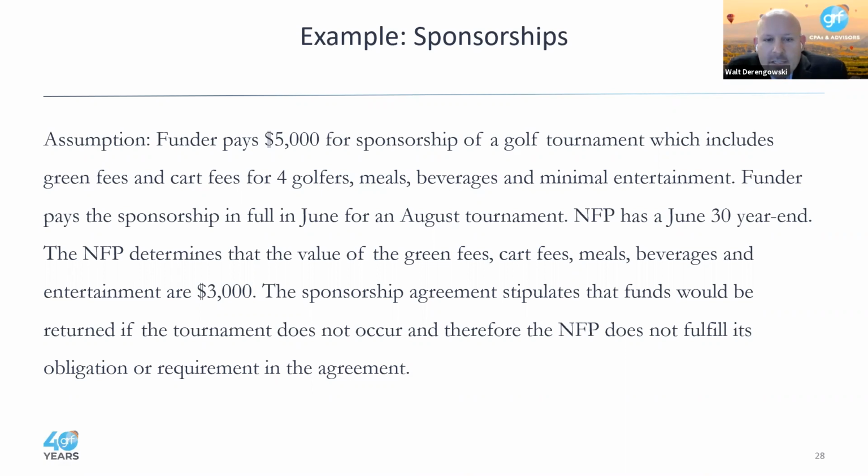The not-for-profit has a June 30 year end. The not-for-profit determines that the value of the green fees, cart fees, meals, beverages, and entertainment are $3,000. The sponsorship agreement stipulates that the funds would be returned if the tournament does not occur, and therefore the not-for-profit does not fulfill its obligation or requirement in the agreement.